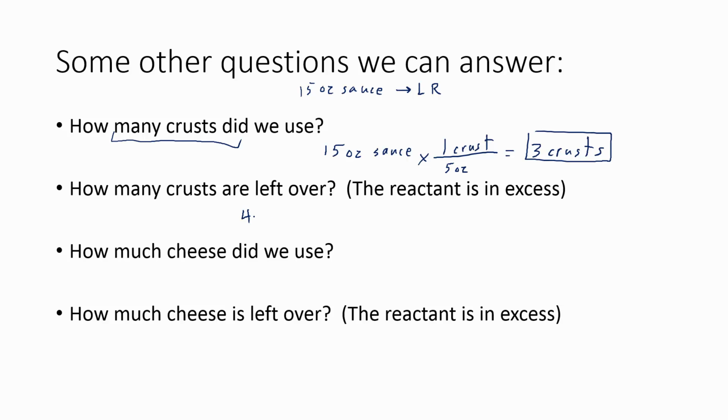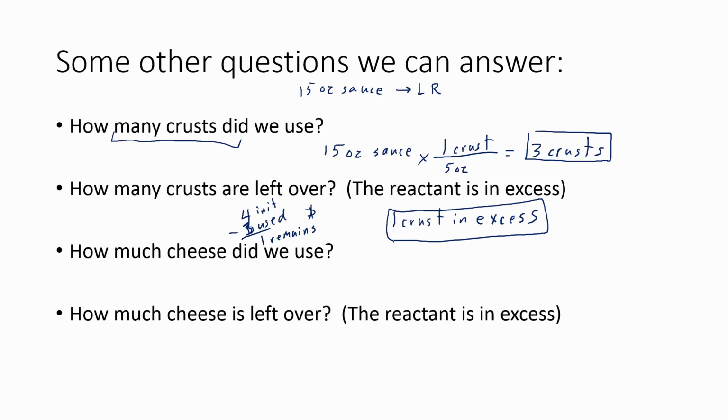So 4 minus 1. No, 4 minus 3, because I had 4 initially and I used 3. So 1 crust remains. So I can say I have 1 crust in excess of what I needed. Okay, so try the same thing with cheese. Pause it, give it a shot, see what you come up with.